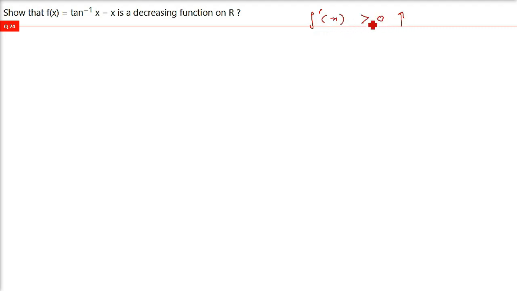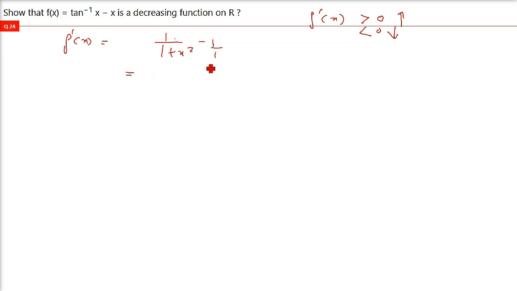if it is greater than 0, then the function f(x) is increasing, or when it is less than 0 it is decreasing. So in order to prove that it is a decreasing function, we have to prove that it is less than 0. We are differentiating it now. Differentiation of tan inverse x is 1 by 1 plus x square. X is 1 only. Let us take the LCM.